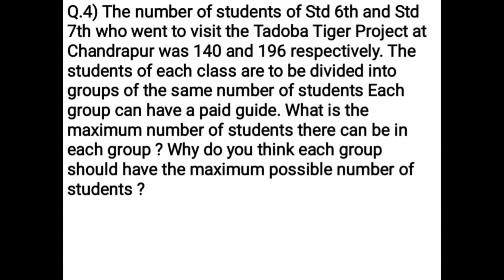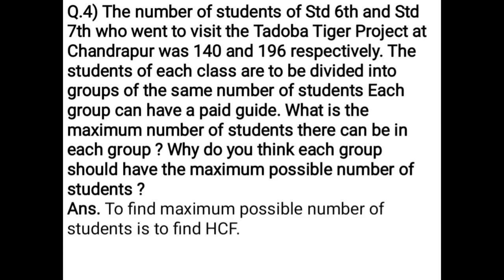Why do you think each group should have the maximum possible number of students? To find the maximum possible number of students is to find HCF. Let's find factors of 140 by using prime factors division method. The unit place is 0 of the number 140, so it is going 2 table.